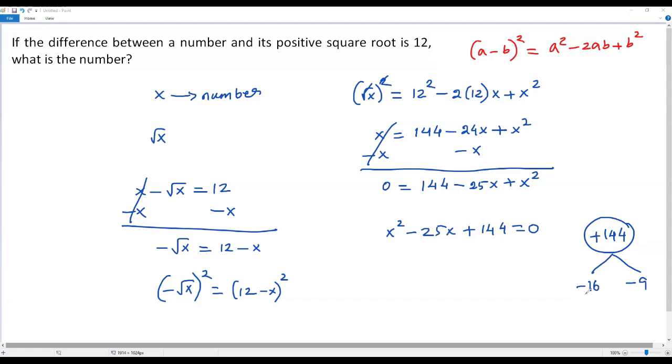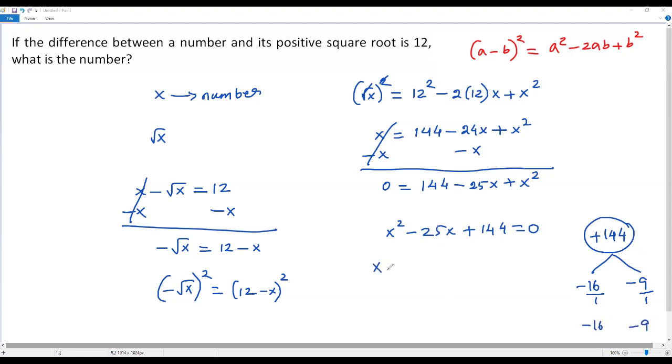When I multiply them, I'm getting positive 144. That is, negative times negative will become positive, and 16 times 9 is 144. When I add them, I'm getting negative 25, which is the coefficient of x. Further, I have to divide both these factors by the coefficient of x squared, that is 1. Even when I divide negative 16 and negative 9 by 1, I'm still getting negative 16 and negative 9.